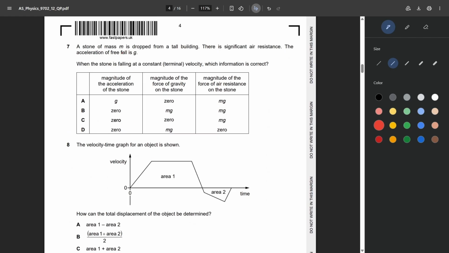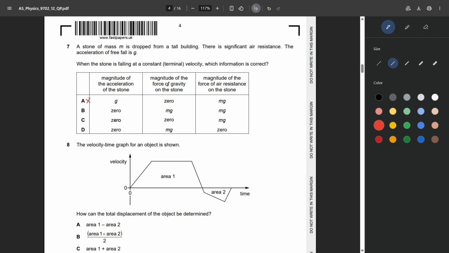A stone of mass m is dropped from a tall building. There is significant air resistance. The acceleration of free fall is g. When the stone is falling at a constant terminal velocity, which information is correct? Magnitude of acceleration of the stone. So acceleration would be 0 because it's moving at a constant velocity. So that rules out option A.